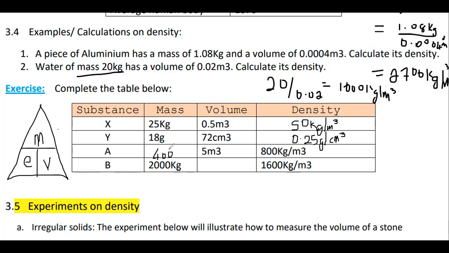Now note that the units here are consistent, okay? This meter cube will cancel out this meter cube. If one was in meter cube and one in cm cube, I'll convert all to cm cube or all to meters cube and cancel out. So I'll be left here now just with kilograms.